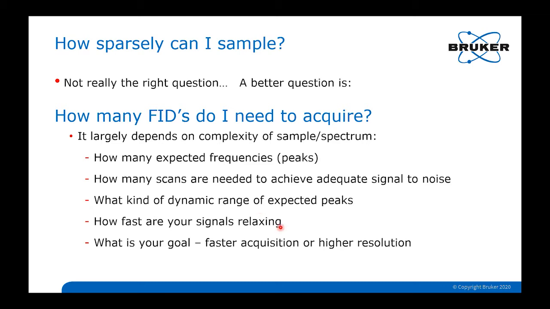Also very relevant is how fast your spins are relaxing. If we have something that relaxes fast, such as a large protein, then we're not necessarily going to be able to extend our acquisition time in the indirect dimension because the signals will relax to 0. So that's going to change how we do the sampling. And then also, as I introduced at the beginning, we can use NUS for either faster acquisition or higher resolution or a little bit of both. So what your primary goal is there is going to affect how sparsely you sample.